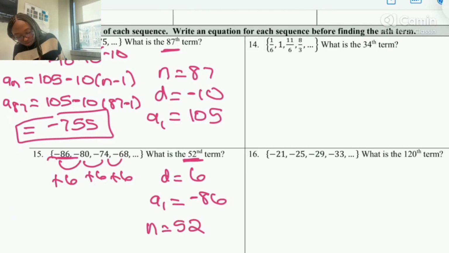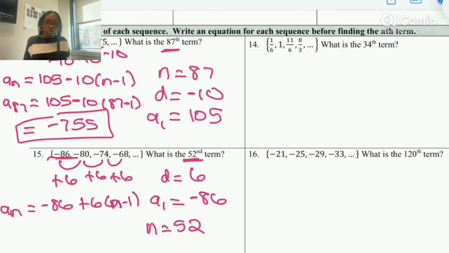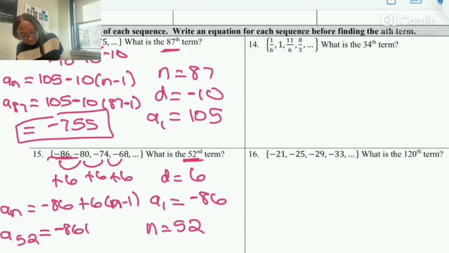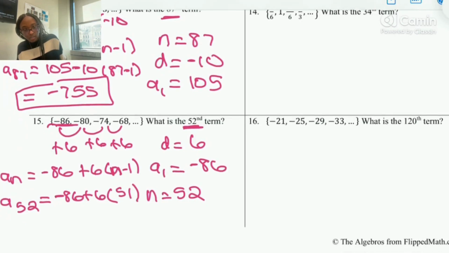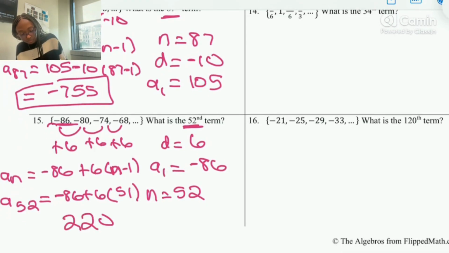Following what we did above, we're going to start with our equation for the sequence. So a_n equals negative 86, our first term, plus 6 times n minus 1. And we know that n is 52, so we can also write this as a of 52 equals negative 86 plus 6 times 51, because 52 minus 1 is 51, which is going to give us the answer of 220.